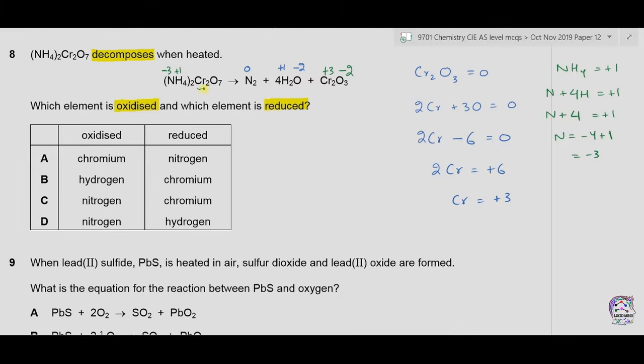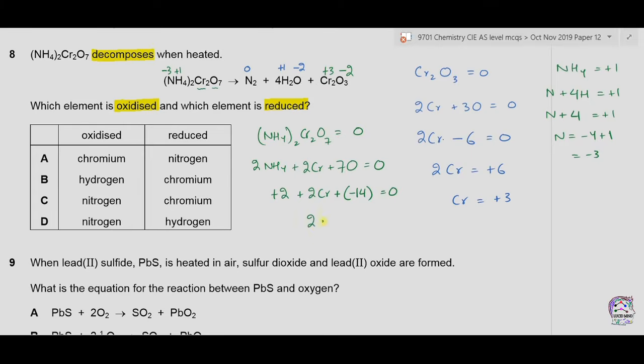Now let's find the oxidation state of chromium and oxygen. We have (NH4)2Cr2O7 and the overall charge is 0. So we have 2 ammonium ions, 2 chromium atoms, 7 oxygen atoms, and the overall charge is 0. As we know that the charge on the ammonium ion is +1, and there are 2 ammonium ions, it will be +2, plus chromium. And the oxidation state of 1 oxygen is -2, so for 7 oxygen atoms it will be -14.